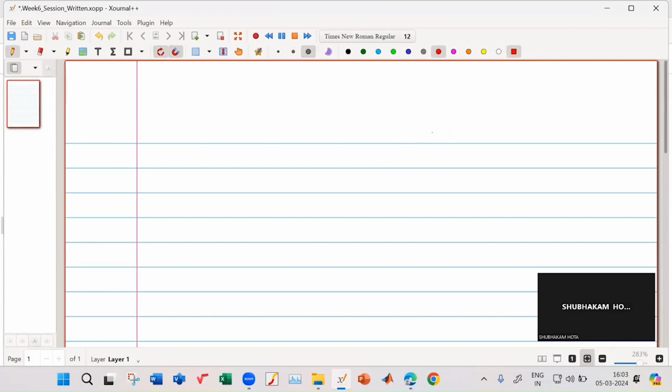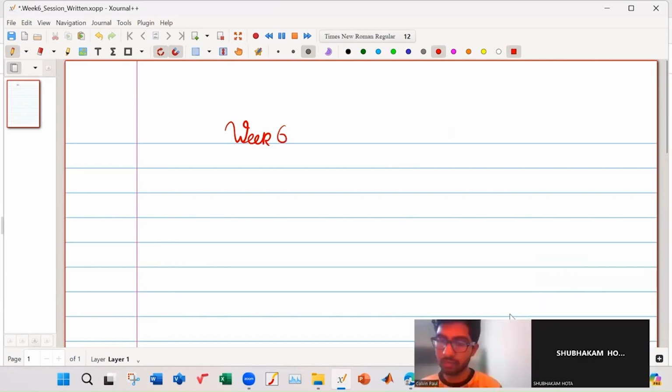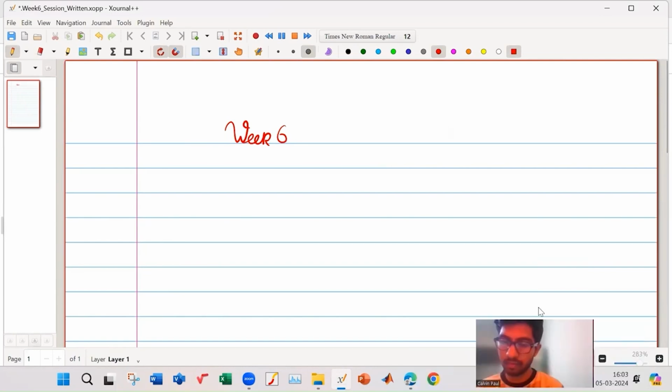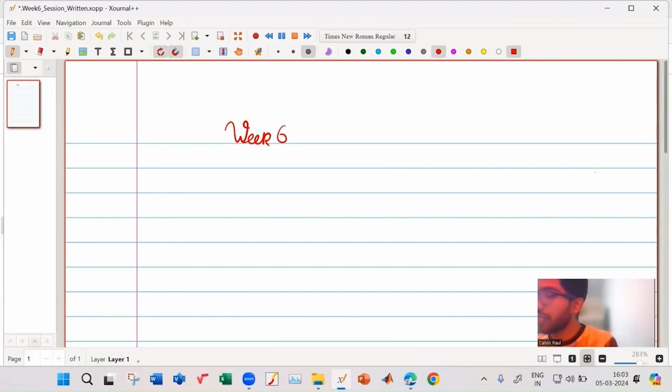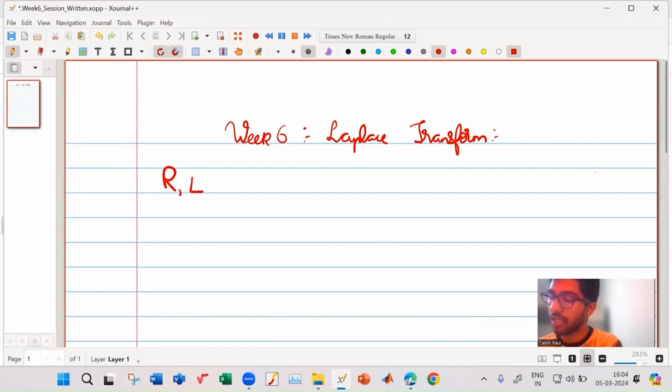So we are considering today week 6. Week 6 we are considering the Laplace transform. We had studied various electrical circuits, and a resistor, inductor, and capacitor, etc. are present in our electrical circuits.